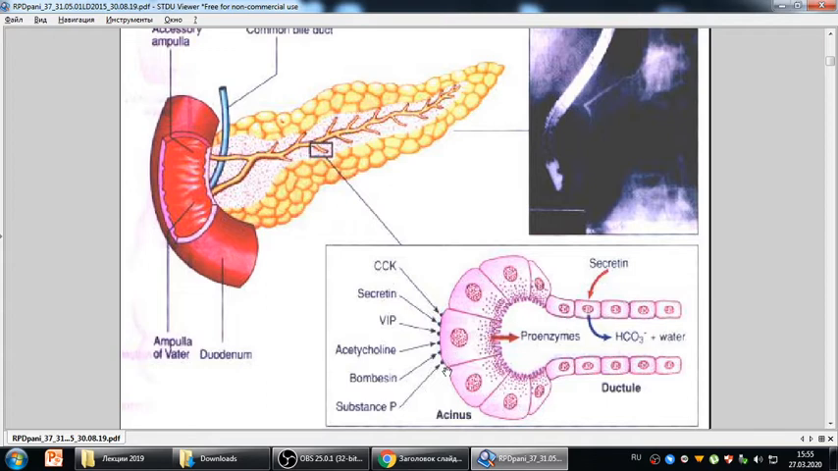They can induce the production of proenzymes, which are activated, and secretin can also activate the production of bicarbonates. Pancreatic juice consists of enzymes and also bicarbonates.